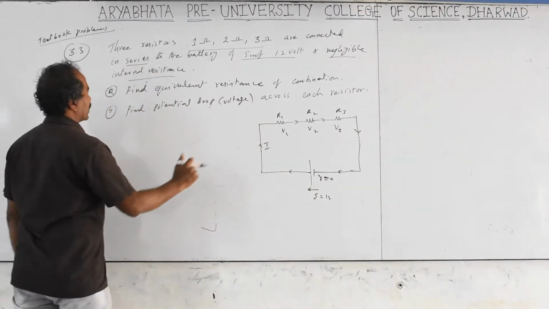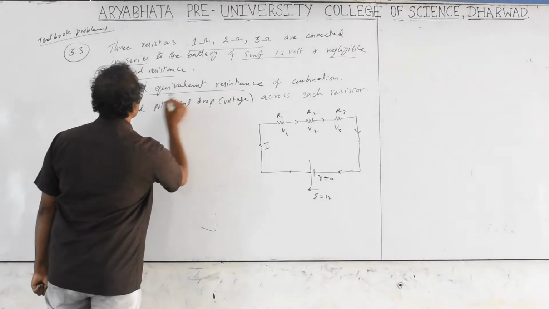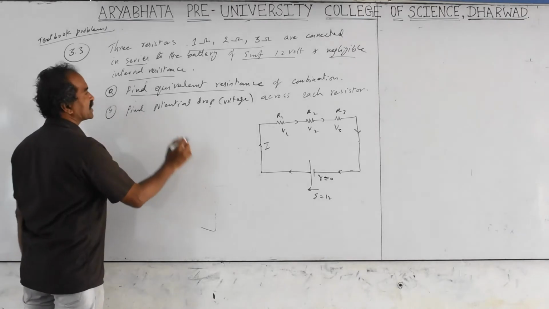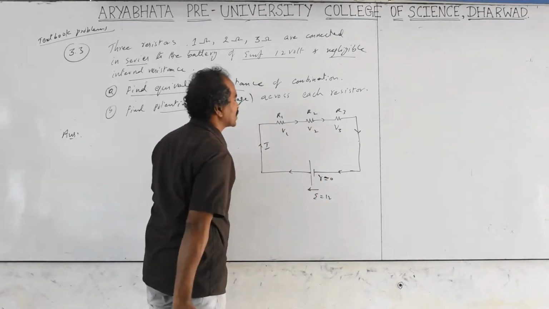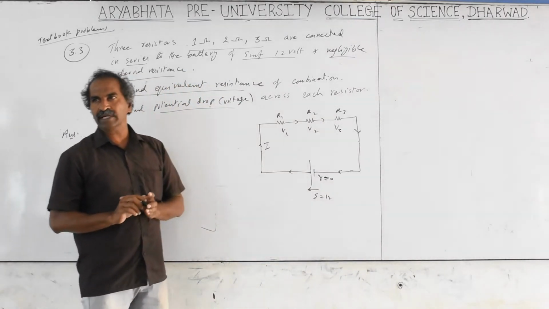That means total voltage. Find the equivalent resistance of the combination. Equivalent resistance or resultant resistance mean the same. And find the potential difference, which they may call potential drop or voltage across each resistor. A series connection diagram is not required for the examination, but if you draw a sketch it is always better.